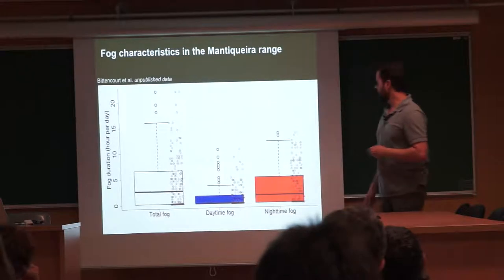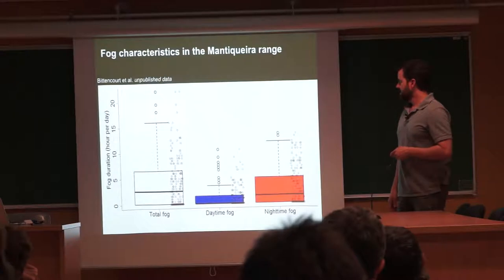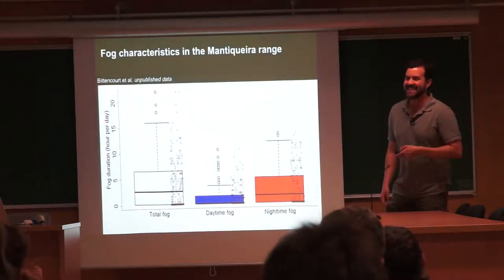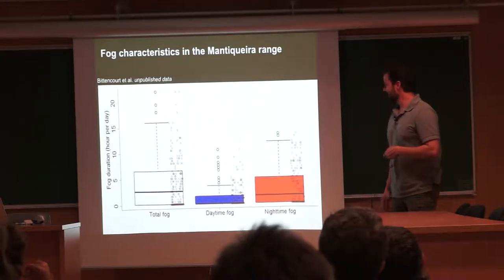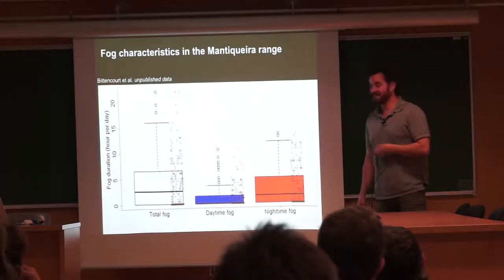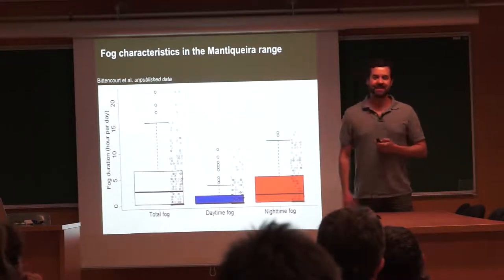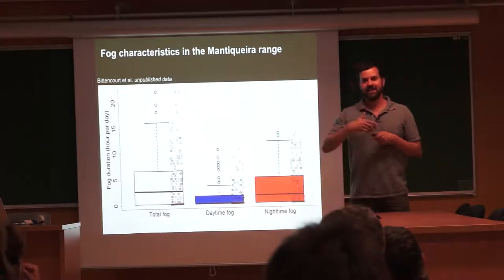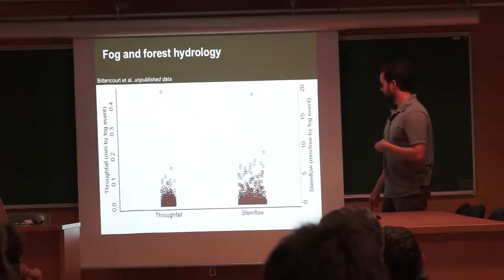Okay, basically this is just a first look at the results. We're still working with this data set. It was too much data that we collected. But basically what I want to show you here is that the duration of fog was much higher during the night. Not only the duration, but also the frequency. So in this site, fog usually starts to occur at the end of the day. It also tends to last for most of the night, okay?